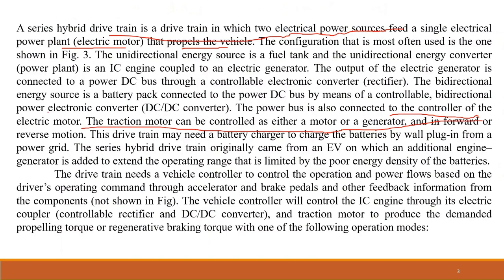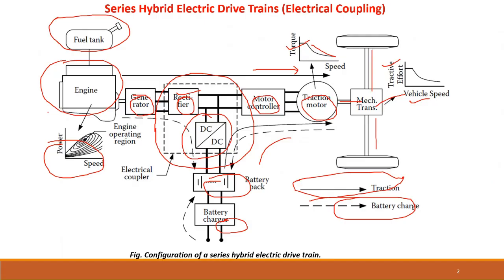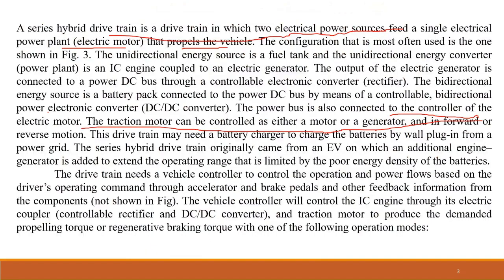And the vehicle controller will control the IC engine through the electrical coupler. What is the electrical coupler? As we have already mentioned, the electrical coupler is a rectifier and the bidirectional DC to DC converter set, and the traction motor to produce the demanded propelling torque or the regenerative braking torque.